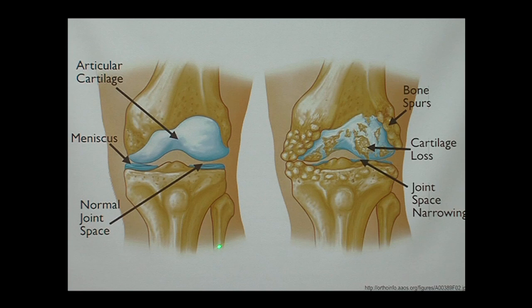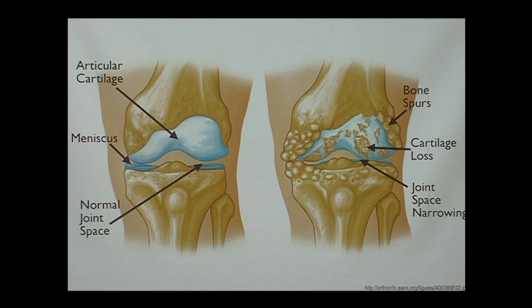So we have a smooth articular surface. We have joint space here between the femur and the tibia. And we don't see synovium, but we'll just say that you have a normal synovium. It's producing joint fluid, and it's not inflamed.